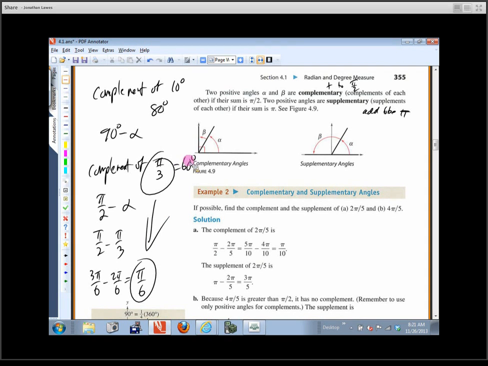That's 60 degrees. What's pi sixth again? A sixth of the top half of the circle. Top half of the circle would be 180 degrees. That's 30 degrees. Okay? Again, you need to work with those a lot so that you can recognize those.